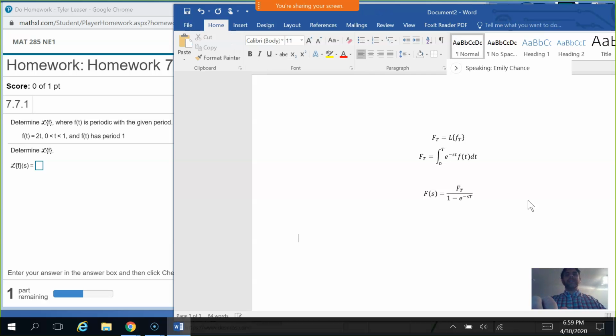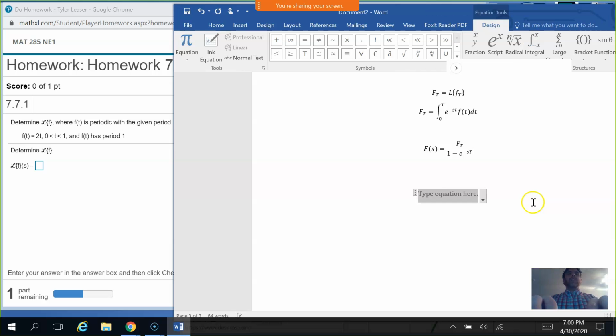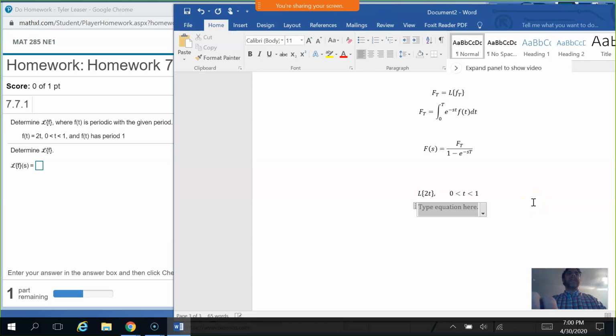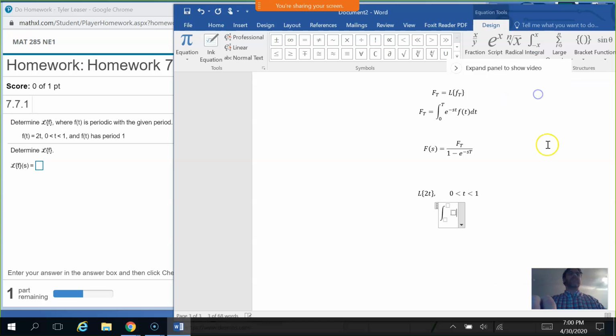Okay, so for this example, we're going to need the Laplace transform of 2t, where my t is bounded from 0 to 1. We have to do the integral form for this. So we're going to be integrating from 0 to 1 e to the negative st times 2t times the function. That's coming from this formula here. That's the definition of the Laplace transform, remember.